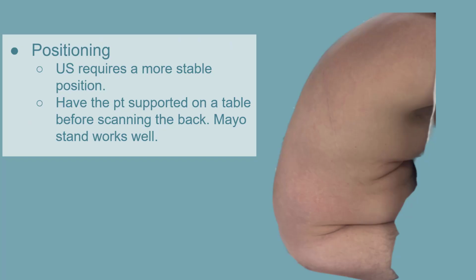For positioning, we would use the normal position. You want that really nice curved back. The one thing that is different is that with ultrasound, you need the patient to maintain a more stable position for a longer period of time. You don't want to go to all the trouble landmarking that spine and then have the patient move and have wasted all this time. So I usually have the patient supported on some kind of support surface. Mayo stands generally work very well. And then you just want to make sure they get into a really comfortable, good position before you proceed.